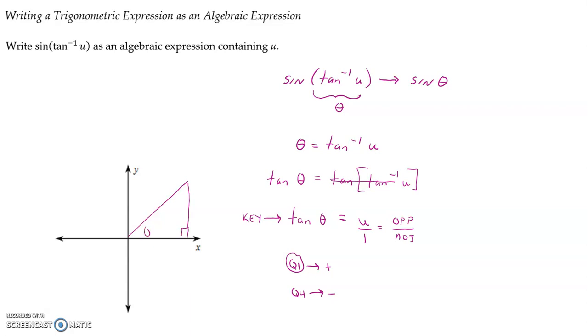And let's go ahead and label our sides. Okay, our opposite side is going to be represented by the letter u, and our adjacent side has a value of 1. And we want to go ahead and find our hypotenuse. Right? We can still use Pythagorean theorem.